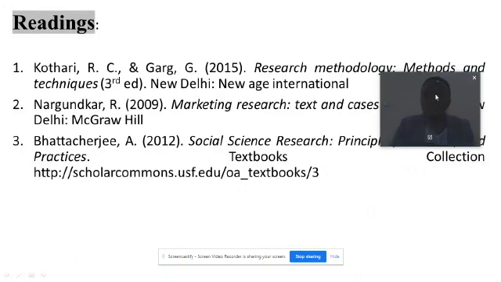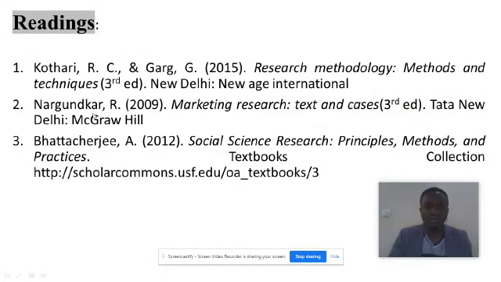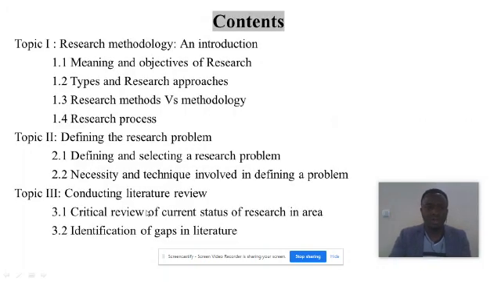I've been using these books. One book is Research Methodology: Methods and Techniques. The second book is Marketing Research: Texts and Cases. And the third book is Social Sciences Research Principles. For the third book, I've even given an online link where you can get a copy. Also Kothari's book, Research Methodology: Methods and Techniques. If you search on Google and put PDF at the end, you can also get a PDF of this book.